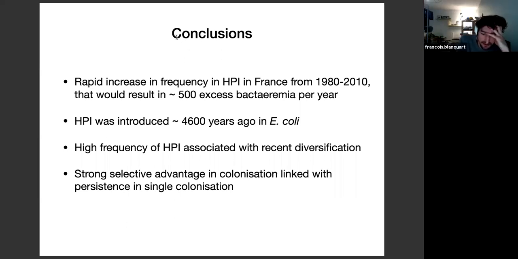I think the main limitation to obtain this data is that not so many people study commensal strains because they are more difficult to sample. So to study the evolution of virulence in commensal bacteria, you need these commensal strains.